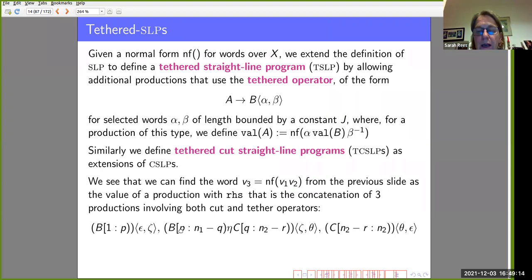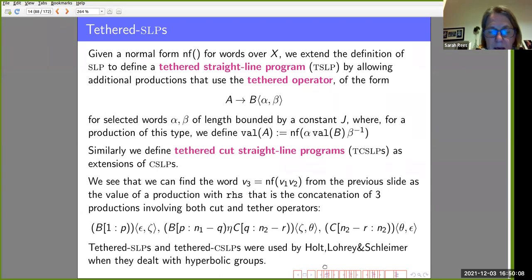So as I essentially just showed you on the last slide, if you've got a production of the form A goes to BC, and you can find the normal form of the output of B, and you can find the normal form of the output of C, then you find the short-lex minimal form for the output of BC using this construction here, because we find the word as a concatenation of the output of this operator, followed by the output of this operator, followed by the output of that operator. Okay, and this is how Holt, Lohrey, and Schleimer dealt with hyperbolic groups.